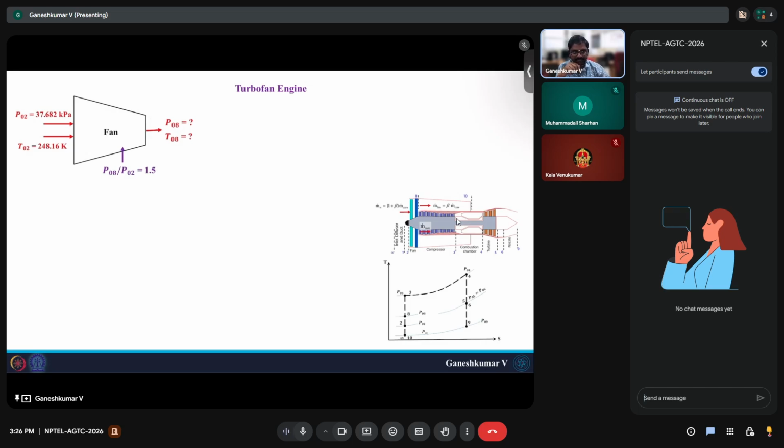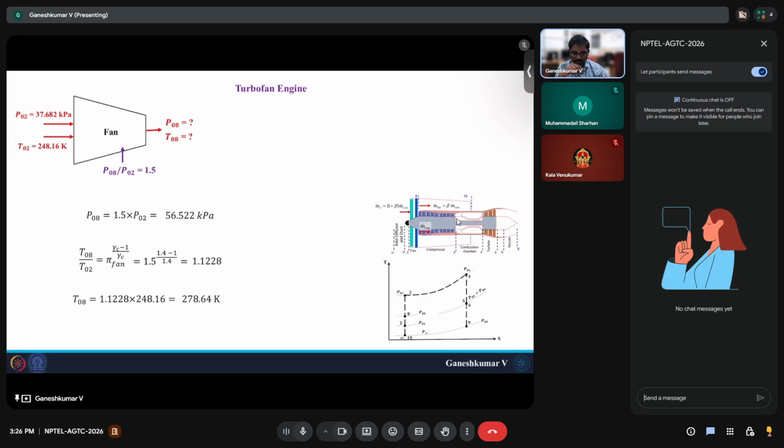Now this enters the fan. In the fan, you are increasing the pressure by giving work. Your pressure at the exit of the fan is going to be 1.5 times 37.682 kilopascal, which is 56.522 kilopascal. The T08 is based on the fan pressure ratio, and you can easily find it to be 1.128 times T02. The stagnation temperature across the fan increases because you are adding work. In the fan, you are adding work, so stagnation pressure has to increase, and also stagnation temperature. So the temperature increases to 278.64 Kelvin.